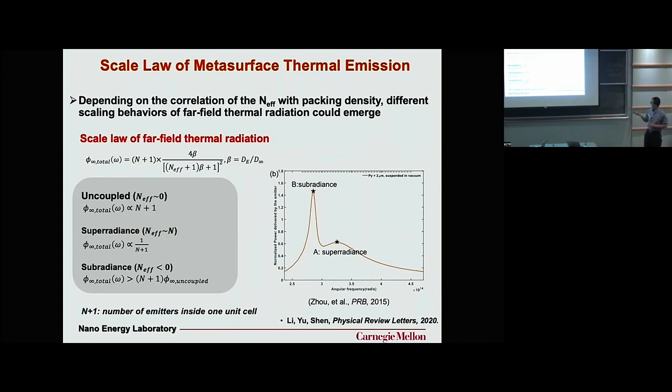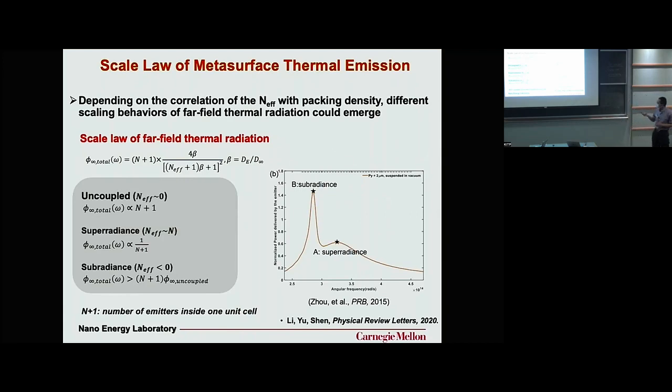The second case is the so-called superradiance effect. In this case, the nanoplasmonic emitters are coupled with each other so strongly that the total thermal emission is actually inversely proportional to the number of nanoplasmonic emitters. So the more nanoplasmonic emitters you pack in the metal surface, the less thermal radiation you will get.